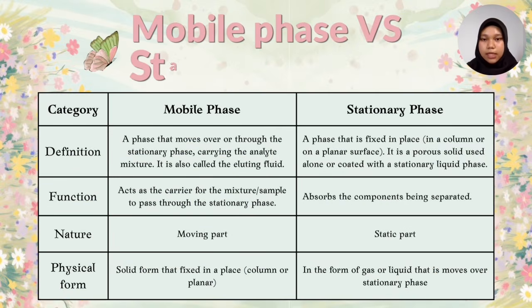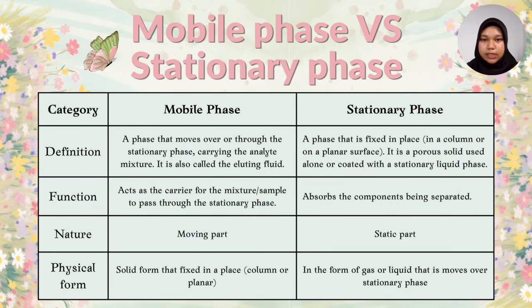Now, I will explain the difference between the mobile phase and the stationary phase in paper chromatography. The mobile phase is a phase that moves over or through the stationary phase, carrying the analyte mixture. It is also called the eluting fluid. Its function is to act as the carrier for the mixture or sample to pass through the stationary phase, so it is known as the moving part. In this experiment, the mobile phase is a liquid solvent.